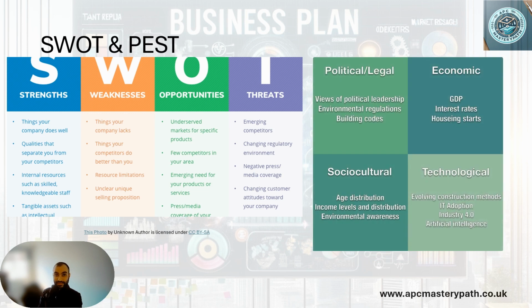PEST analysis, that would be including the four corners of it: political, environmental, social, technological, and sometimes legislative. So political, that includes the changes in the political parties and the changes in the political atmosphere, which can lead to governmental legislations being changed.